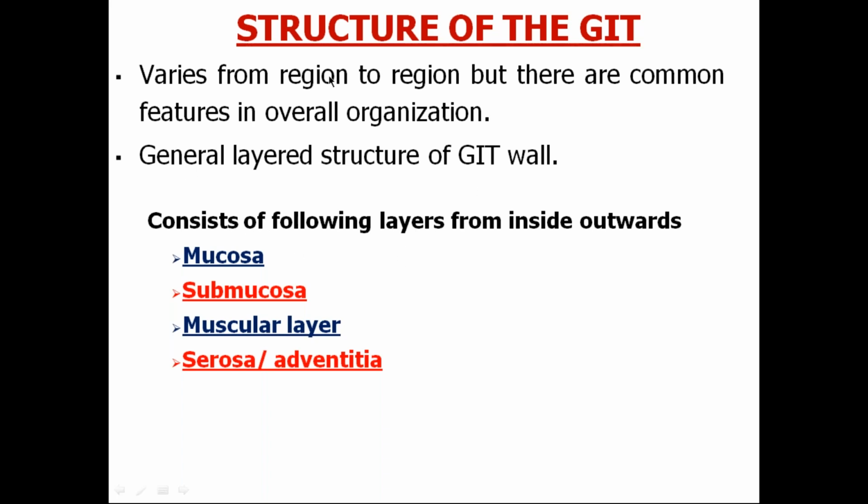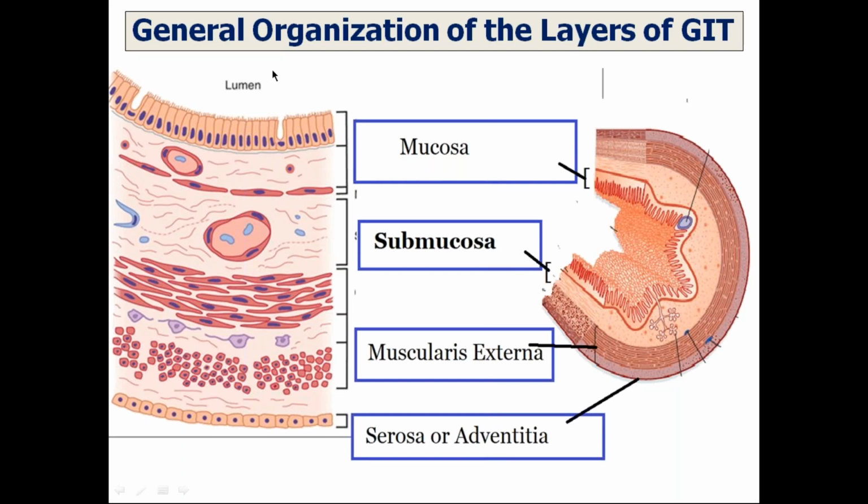By and large, GIT is arranged in the following layers from inside to outside. The innermost layer is the mucosa. Outer to that you have the submucosa. Then you have the muscular layer. And finally, the last layer is the serosa or the adventitia. Right? So this is showing you the general organization of the layers of GIT.